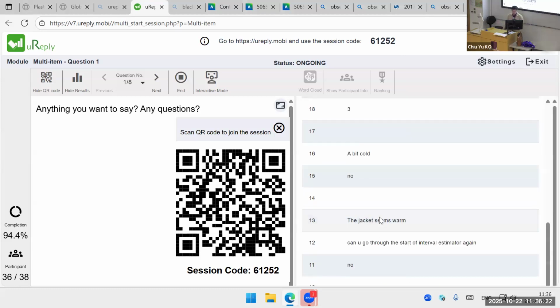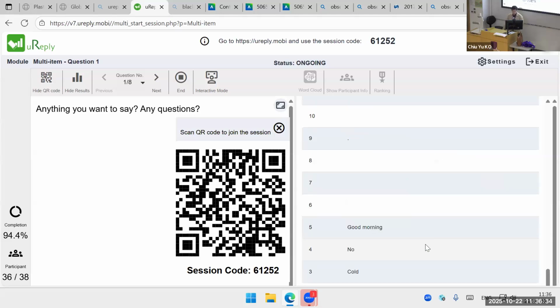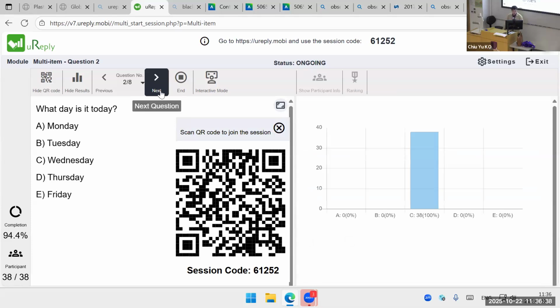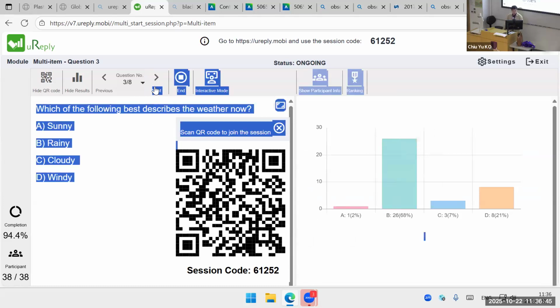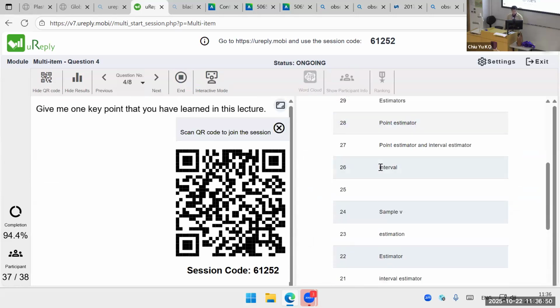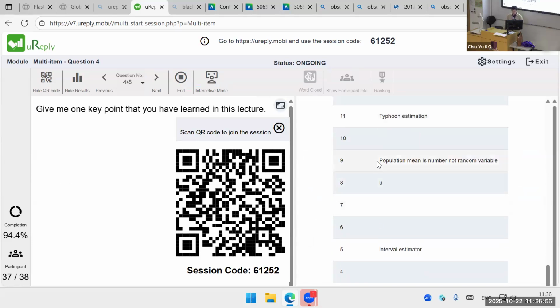A bit cold, yeah, that's true. Yeah, need to check it. Yes, we will go through the interval estimator because we haven't done it yet. Okay, we'll do that. Yeah, it's Wednesday. Yes, rainy and cloudy. I don't think it's sunny.